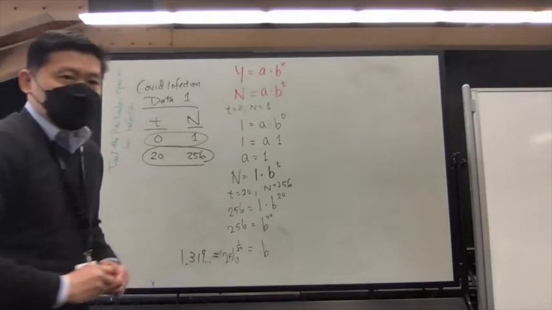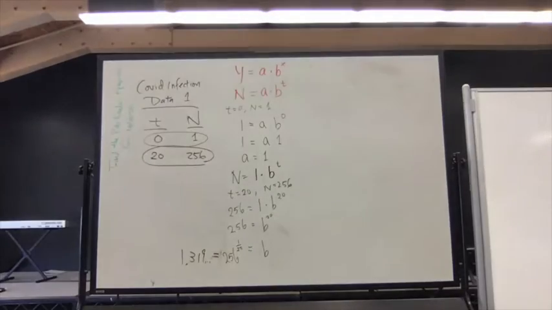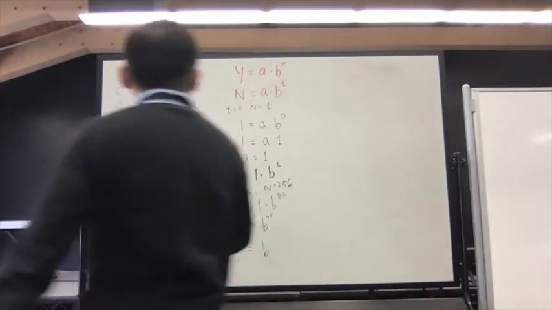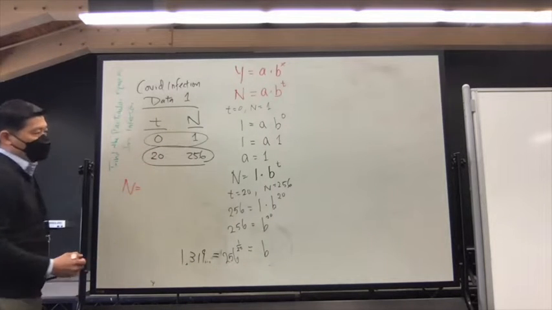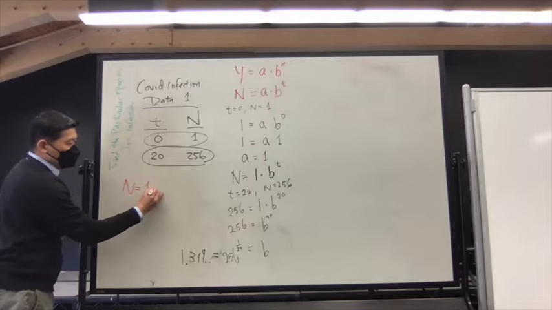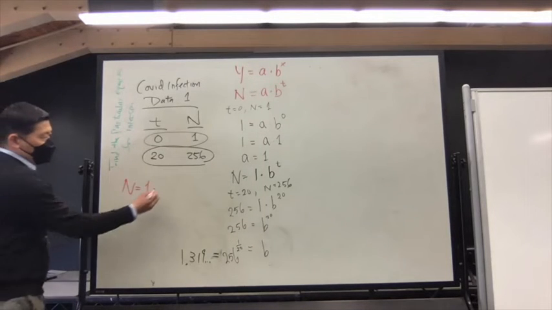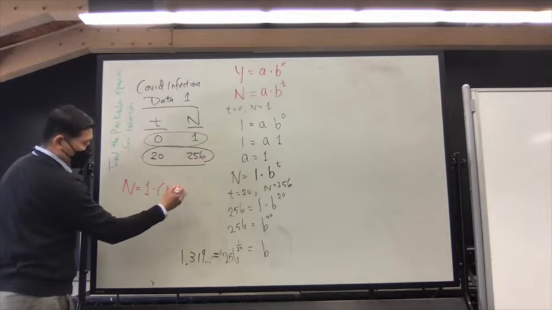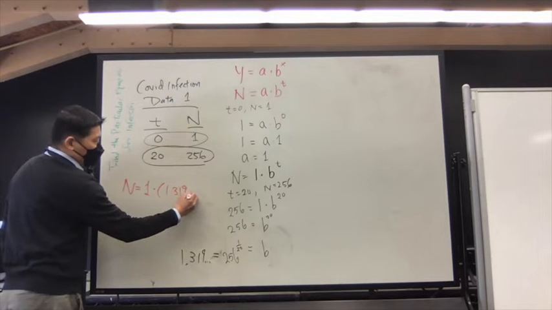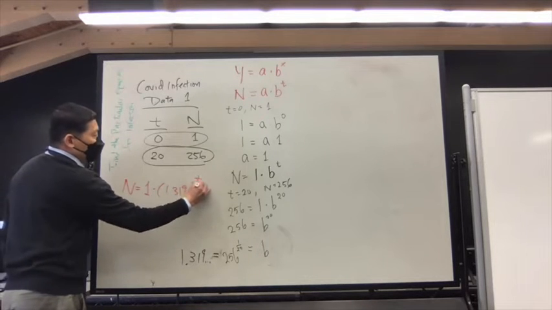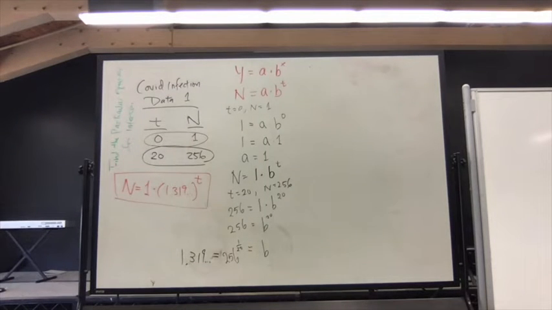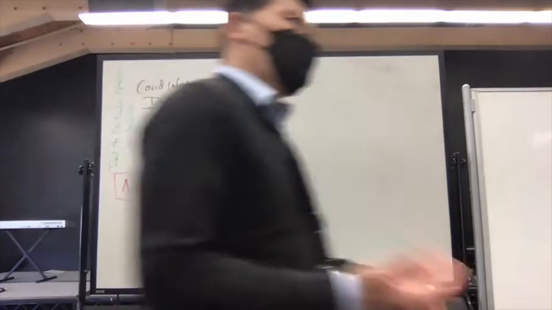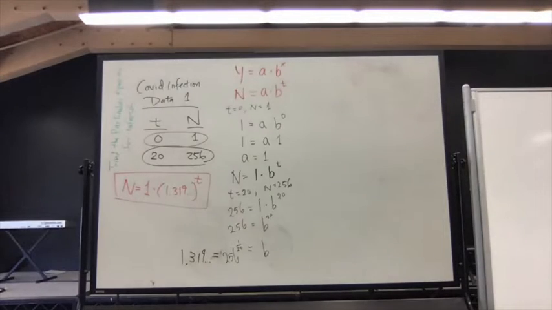Okay, so now I got A, I got B. So my final equation, n is equal to, A is equal to 1, has B, I'll put parentheses here, 1.319 to the t power. This becomes my particular equation that I can work with for future problems of this particular infection.